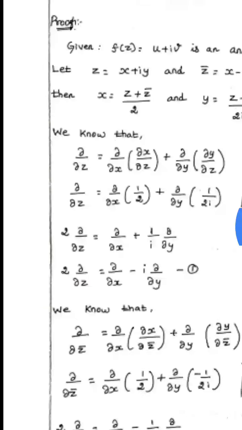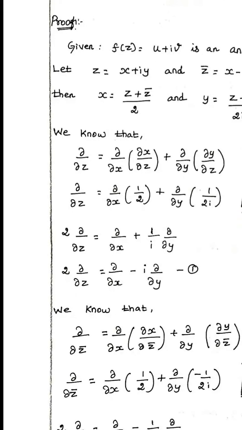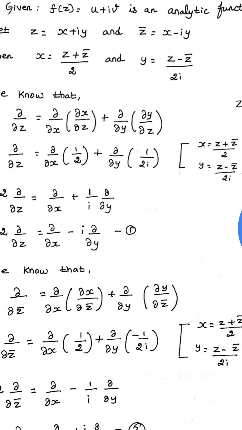Okay. So from these two, I am taking 2 as common and taking that to the left hand side. So what will be my answer? 2 into dou by dou z equals dou by dou x plus 1 by i into dou by dou y. Obviously you know what 1 by i is. 1 by i is nothing but minus i. If you have any doubt, just multiply and divide 1 by i by i, so i by i square. i square is nothing but minus 1. So you will get minus i.